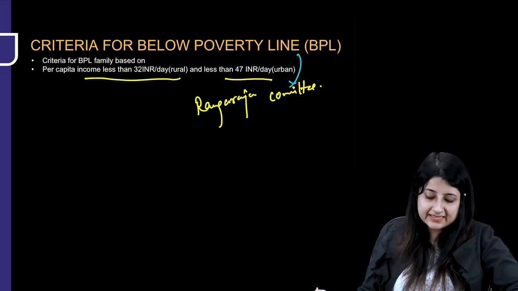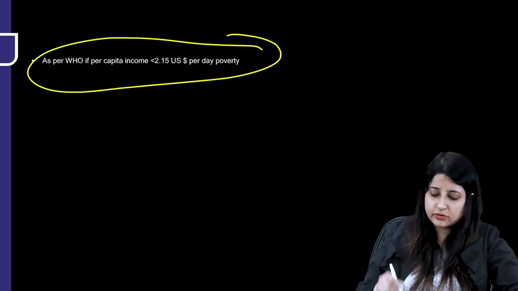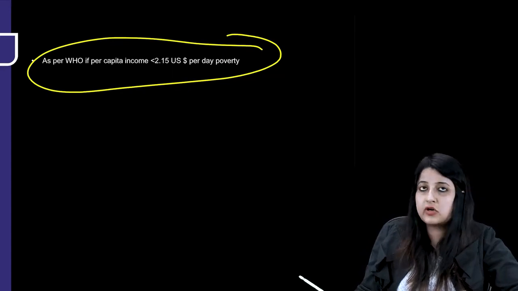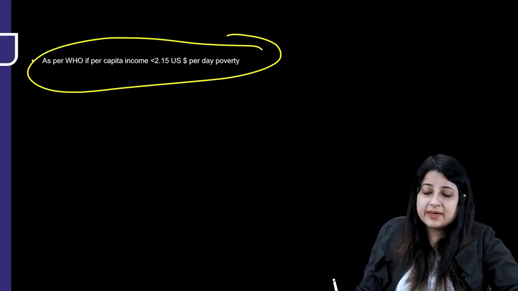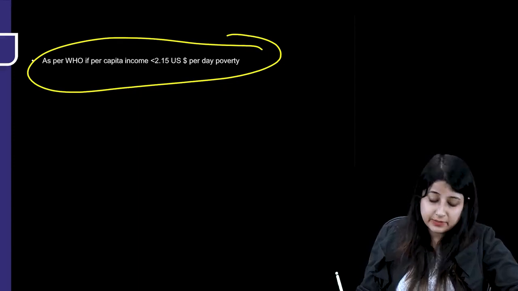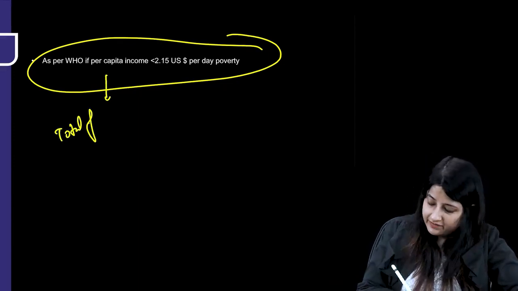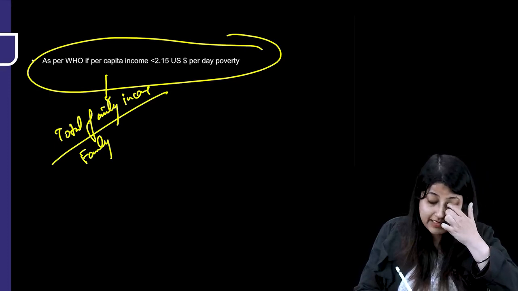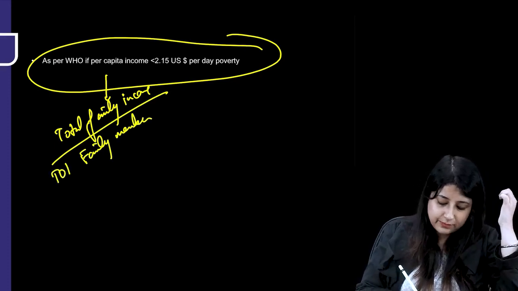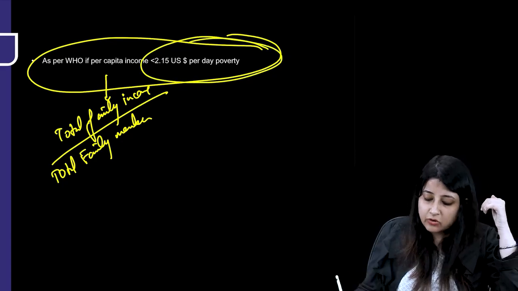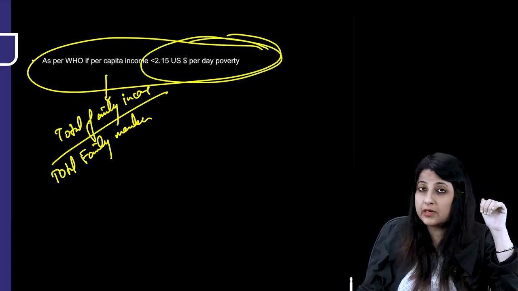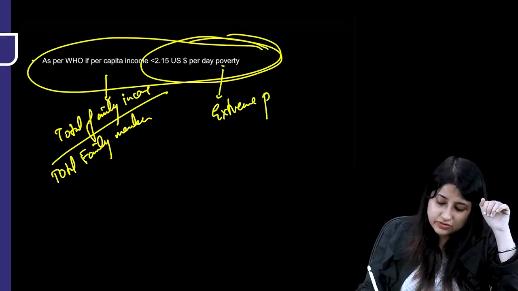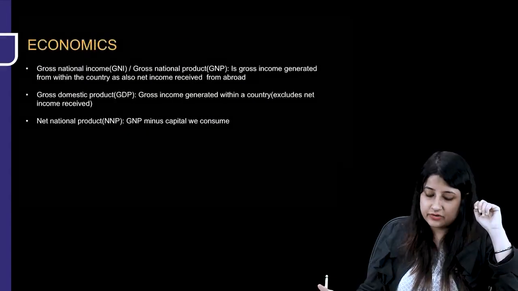But what does the World Bank say? Please remember, according to the World Bank, if per capita income is below 2.15 US dollars, earlier 1.9 US dollars, I told you what per capita income is. Remember, it is whatever is the total family income divided by the total family members, that gives per capita. So if the per capita income of any family is below 2.15 US dollars per day, this is extreme poverty. This is the updated definition of poverty lines.